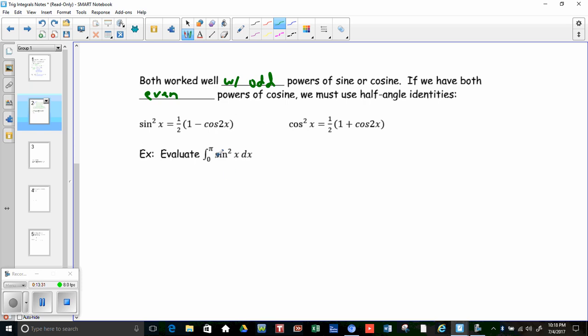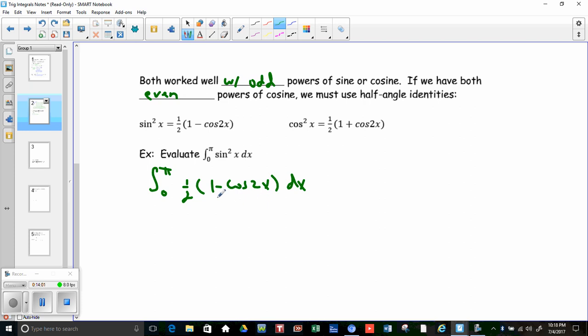All right, so we want to evaluate, and this is now a definite integral because we have bounds. We want to evaluate sine squared of x. So what we have to do is we have to use our half angle identity right here. So we're going to replace sine squared with 1/2, 1 minus cosine 2x dx. Again, very, very common identity.